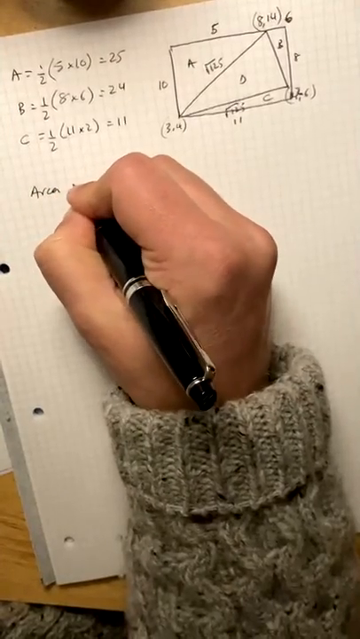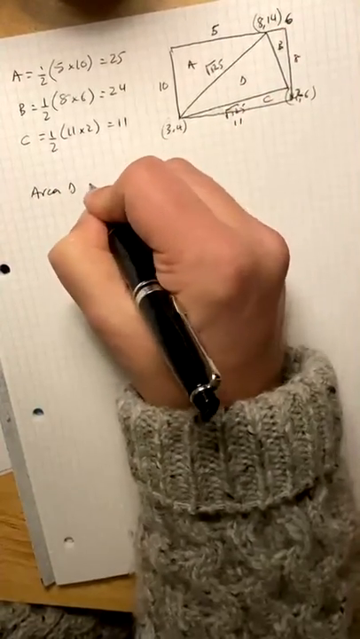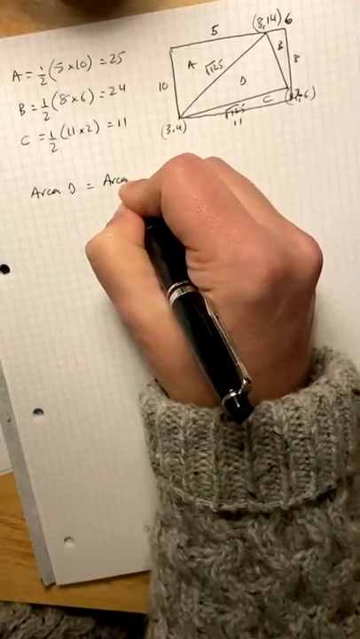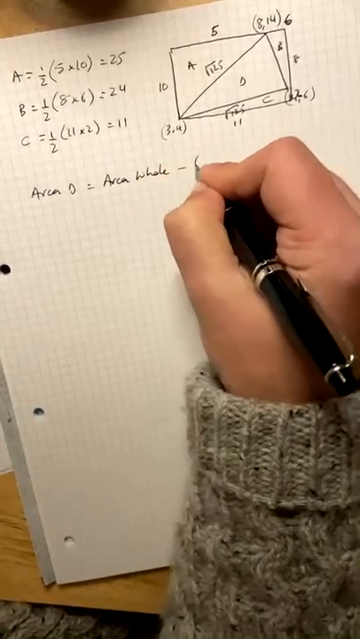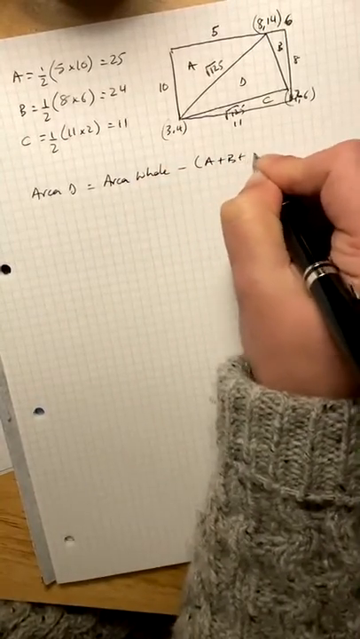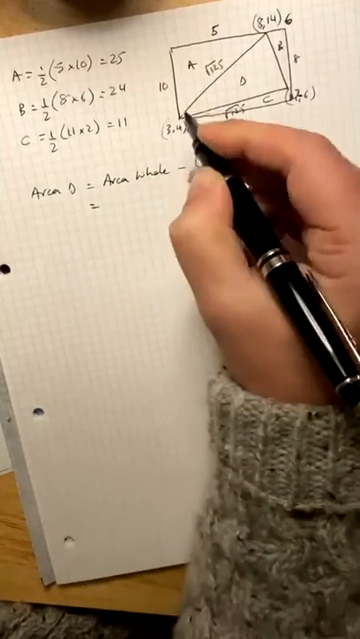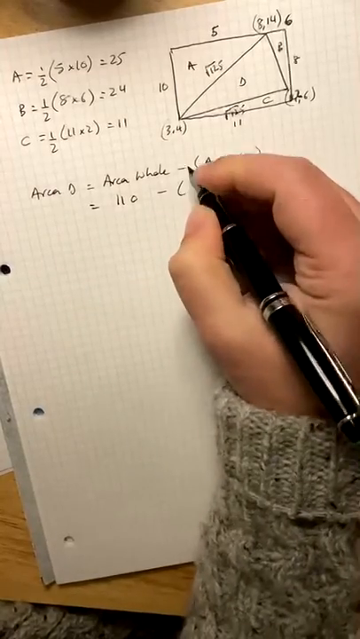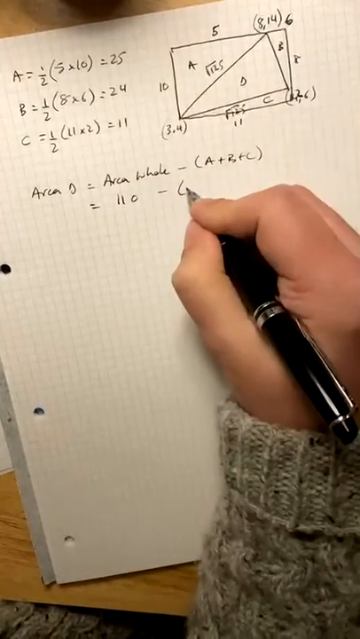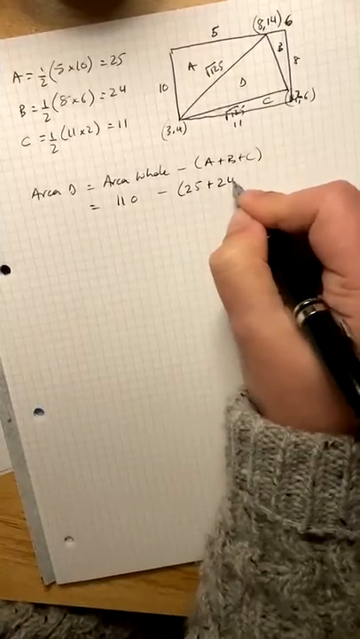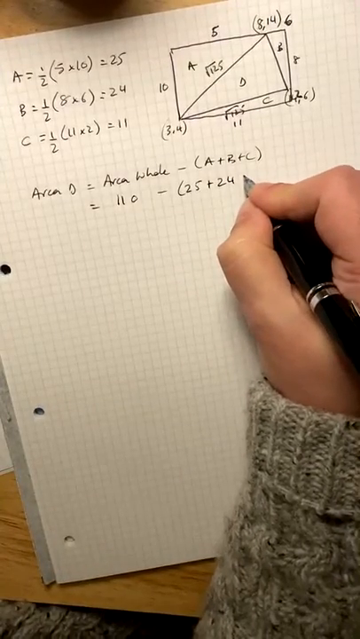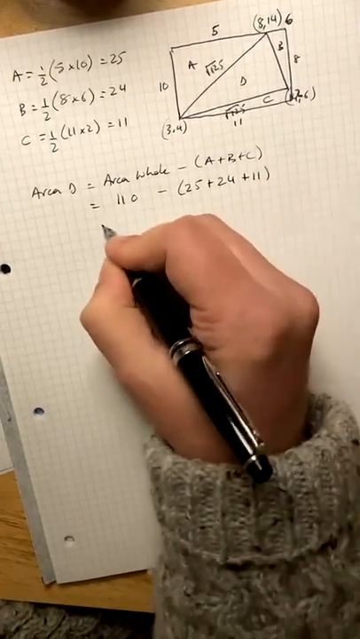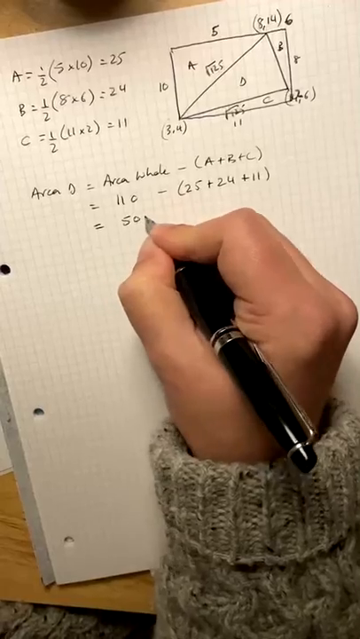So the area of the one that we're interested in, the area of D, is the area of the whole thing minus A plus B plus C, which is 10 times 11, 110, minus 25 plus 24, which is 49, plus 11, so 50, 60, minus 60, so that's 50 in total.